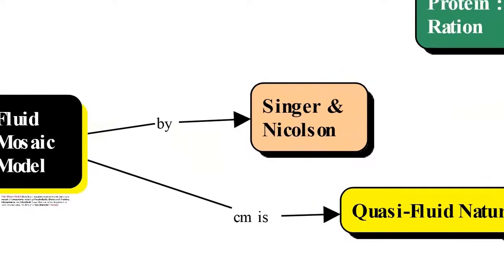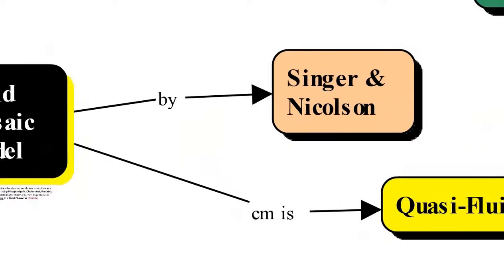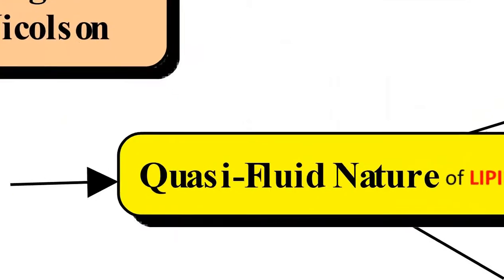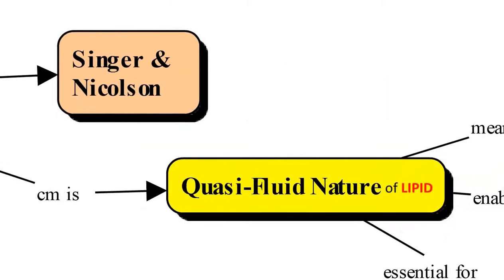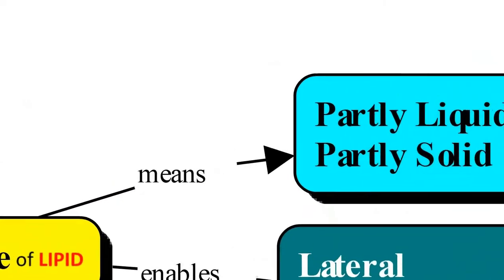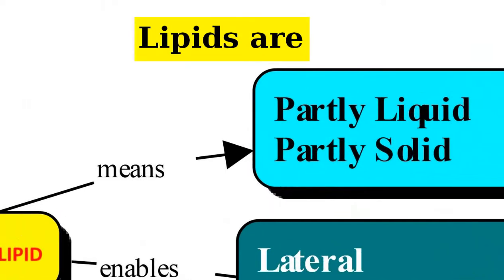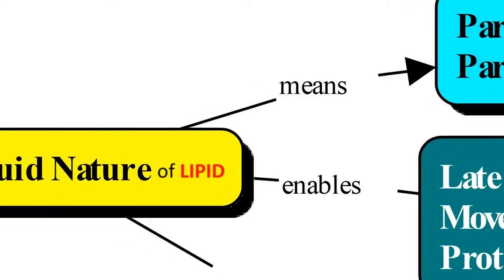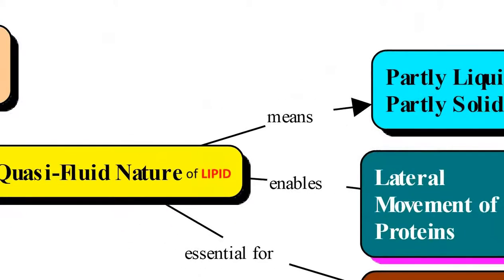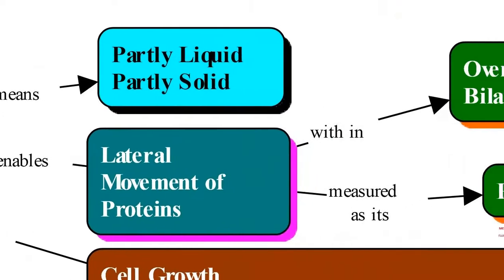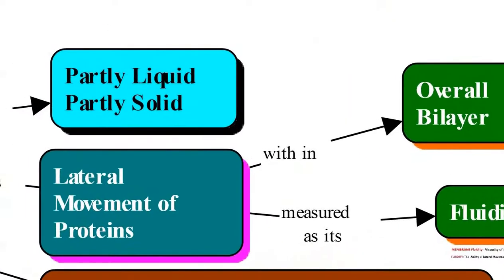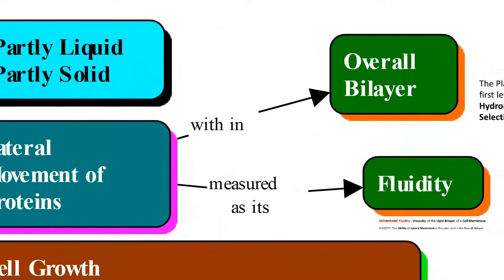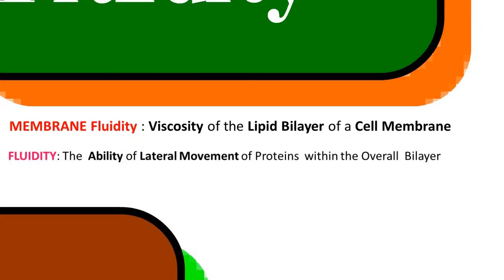As per this fluid mosaic model, the cell membrane has a quasi-fluid nature of lipids. Then what does this quasi-fluid nature of lipid mean? Partially they are liquid and partially solid. Because of this quasi-fluid nature of lipids, lateral movement of proteins within the overall bilayer is enabled. This lateral movement of proteins can be measured as fluidity. Membrane fluidity is the viscosity of the lipid bilayer of the cell membrane.